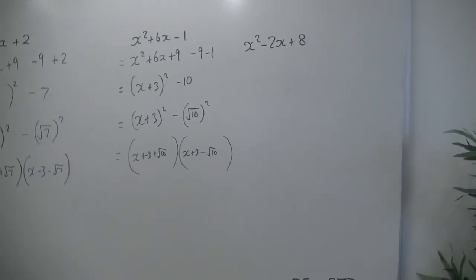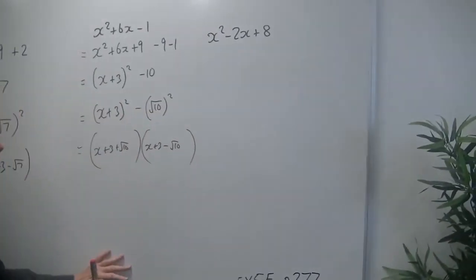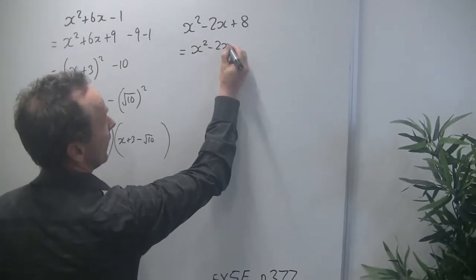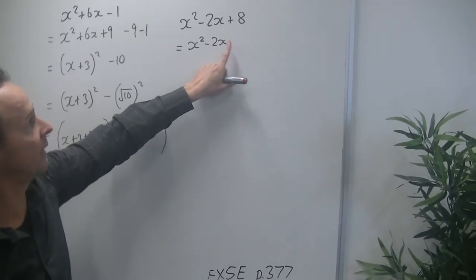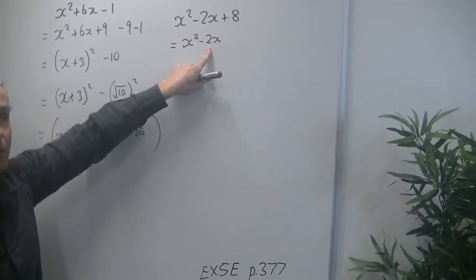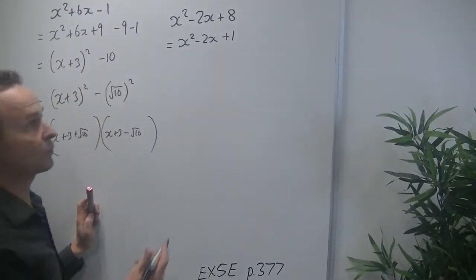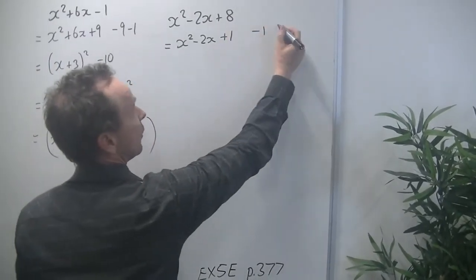Excellent. One more example and then we are done. Alright, the last one. So we go x squared minus 2x. So what number do we add to the end? Half 2 is 1, 1 squared is 1. So we add 1. What do we do? Because we've added 1, we must take 1 away, and we've got the plus 8 as well.